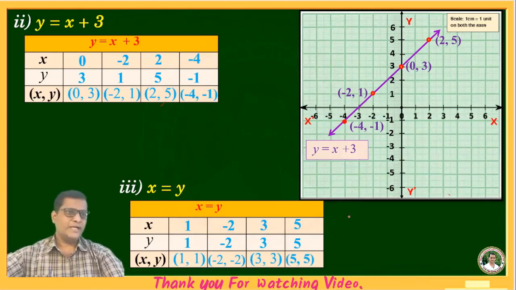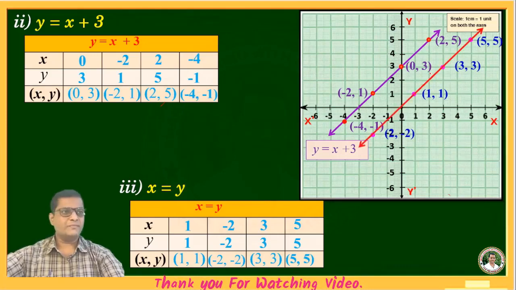These 4 points we will plot on the same graph. First plot the point (1, 1), it will come here. Then second (-2, -2), third (3, 3) and the fourth and fifth points. Check whether these points are collinear or not and draw the line passing through them. This line is passing through the origin and this is the graph of the line x is equal to y. In this way we can draw the graphs of the given lines.